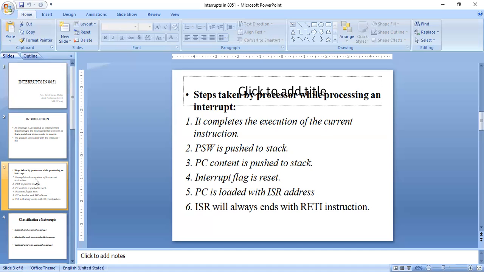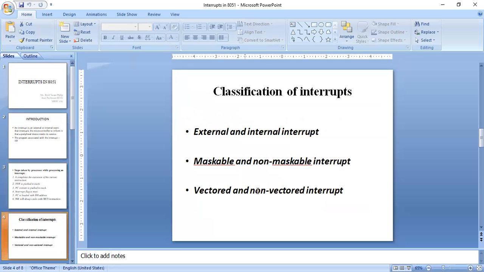Now we have to see the classifications of interrupts. Basically there are three types of classification: external and internal interrupts, maskable and non-maskable, and vectored and non-vectored interrupts. First, external and internal interrupts. External interrupt means there are external pins on the microcontroller to which the peripheral devices are attached. External interrupts are those initiated by the peripheral device through the external pin of the microcontroller.